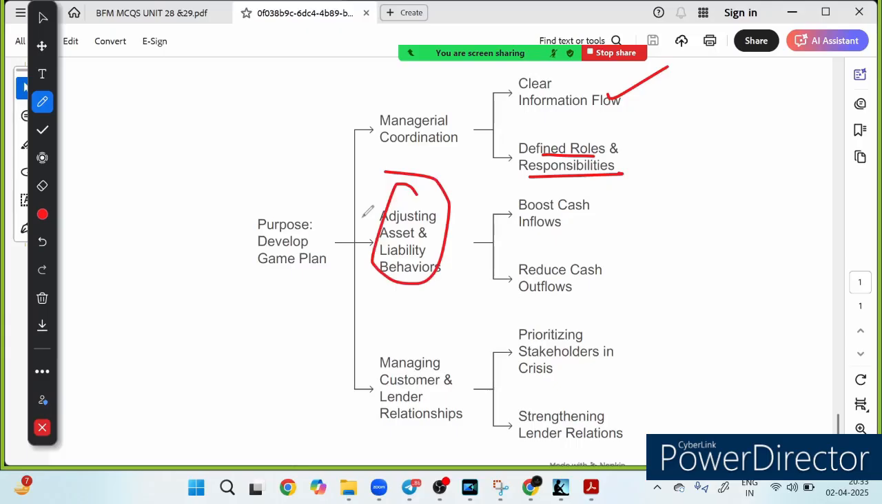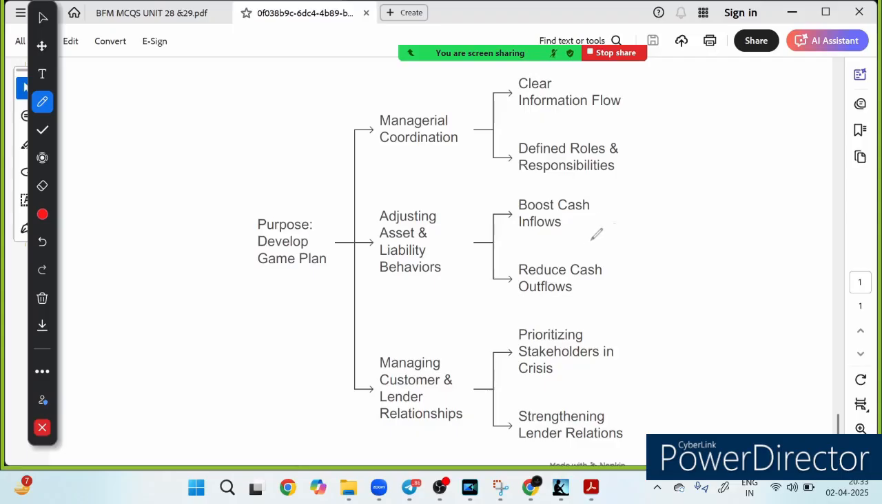Then we have the second part, that is adjusting asset and liability behavior. In a crisis, the usual operation of an organization can be severely affected. This means making quick decision about managing assets and liability to ensure that business can stay afloat. That is what we do. So we have to make some quick decision. So adjusting how asset and liability are handled during a crisis can protect the organization from further risk. It is important to stay flexible and responsive to changes, right?